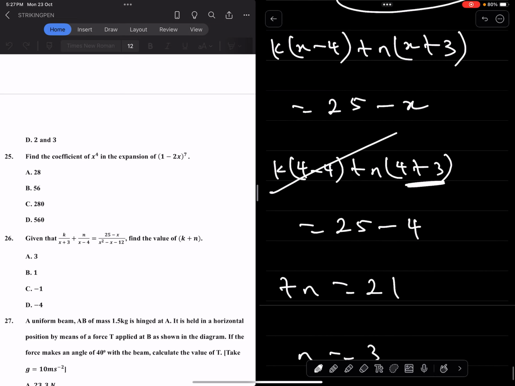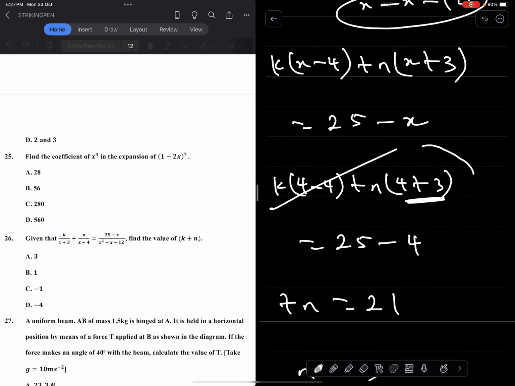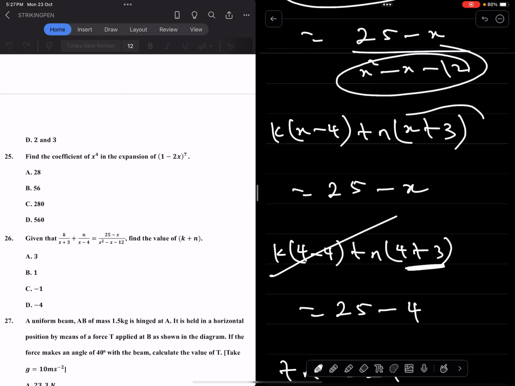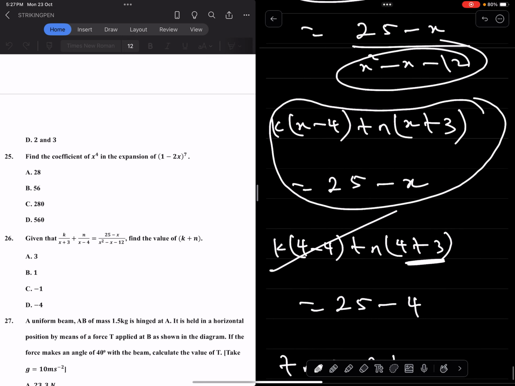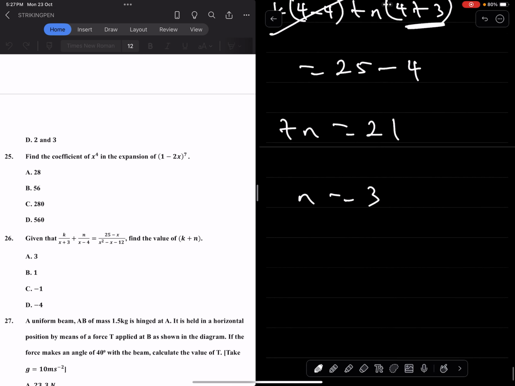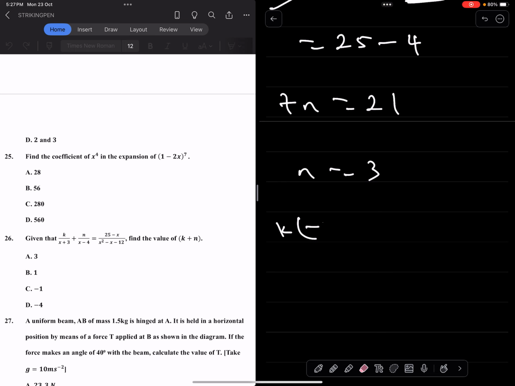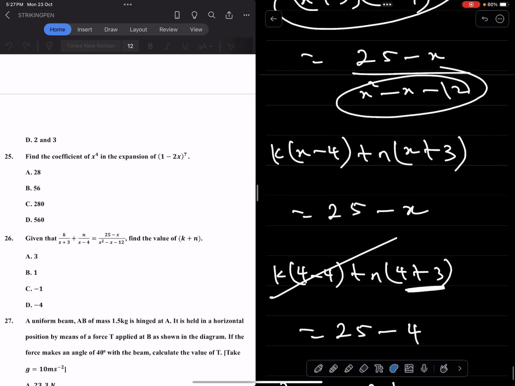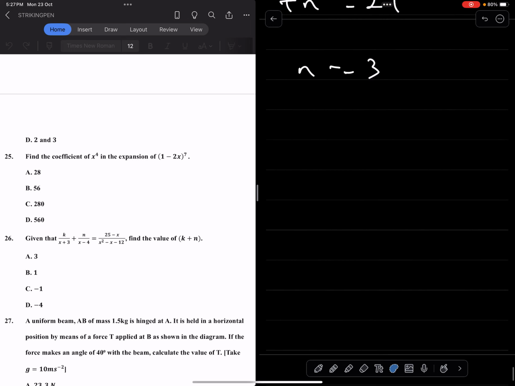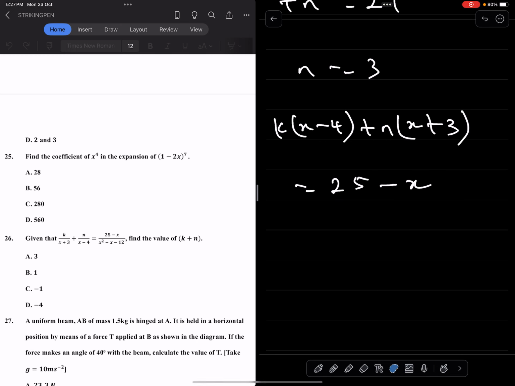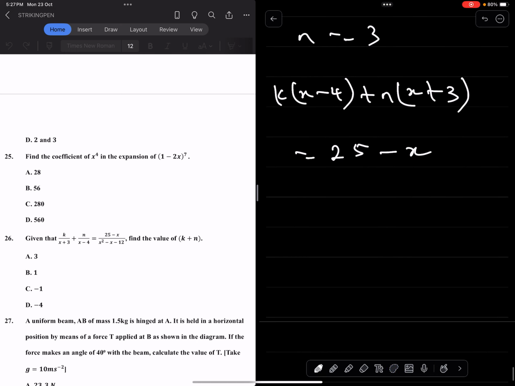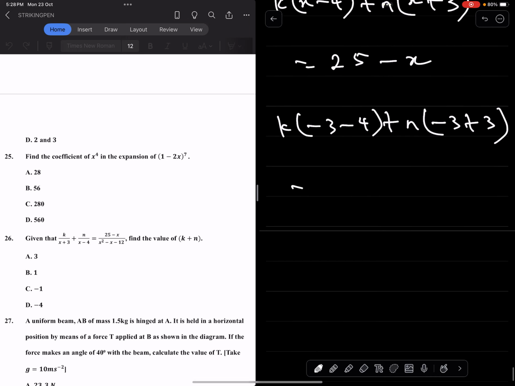Now, how do I find k? If I want to find k, I want to put x equals minus 3 in this equation. Let me even bring that equation out before putting x equals minus 3, so that we can see exactly what we are doing. Let me write it here. Now I'm putting x equals minus 3. So that means k into brackets minus 3 minus 4 plus n into brackets minus 3 plus 3 is equal to 25 minus 3.